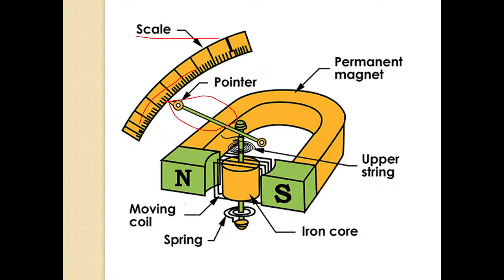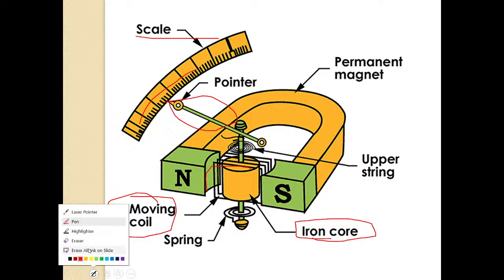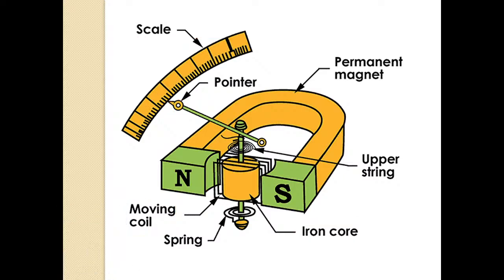And this moving coil is wound across an iron core. Okay, it is wound across an iron core. So this moving coil can be of rectangular shape. If you observe in this image, this coil is in rectangular shape, isn't it? The shape can be rectangular or circular, but here in this image it is rectangular in shape.